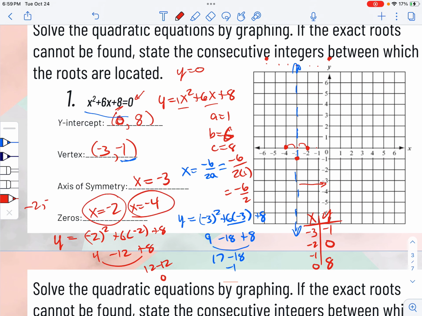Some people write ordered pairs. They say, hey, there's my answers. Well, that's wrong. That's an ordered pair. Negative 2, negative 4 is this point down here, and that has nothing to do with the graph. So we'll leave that alone.